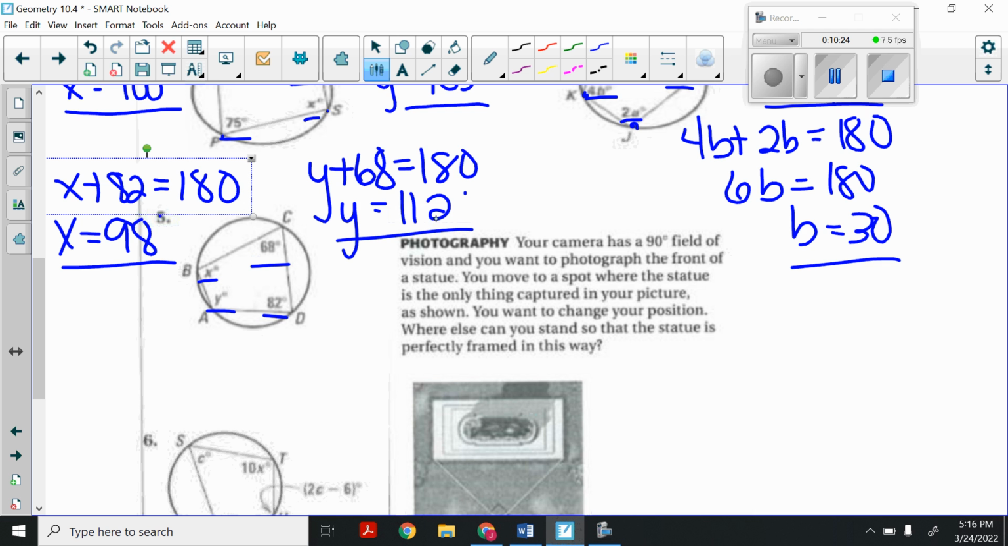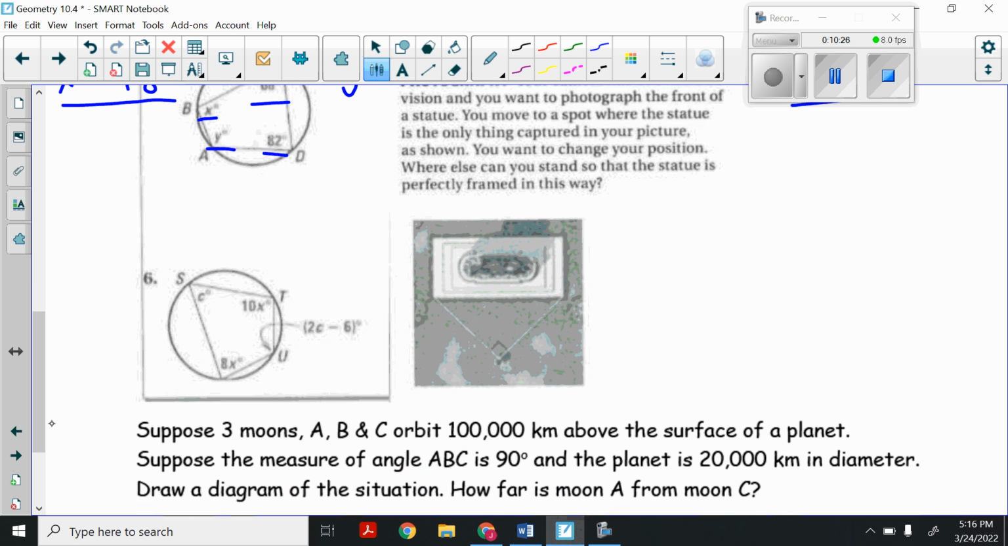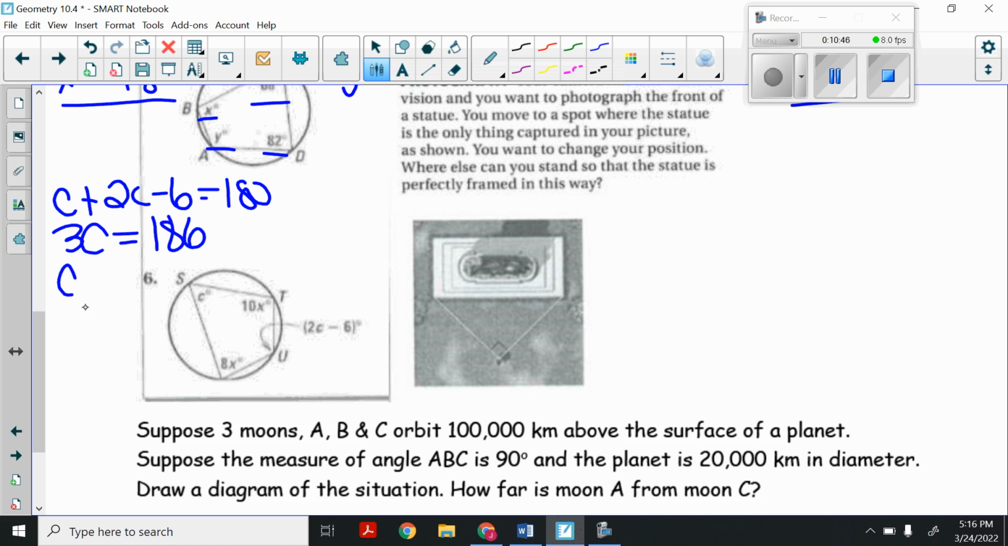Come down here and do number 6, and then we'll look at the two word problems. Again, I have an inscribed polygon, so I know my opposite angles have to be supplementary. So c plus 2c minus 6 has to equal 180. So combine like terms, so I get 3c has to equal 186. So c has to equal 62. And that's going to be the angle itself, so degrees.